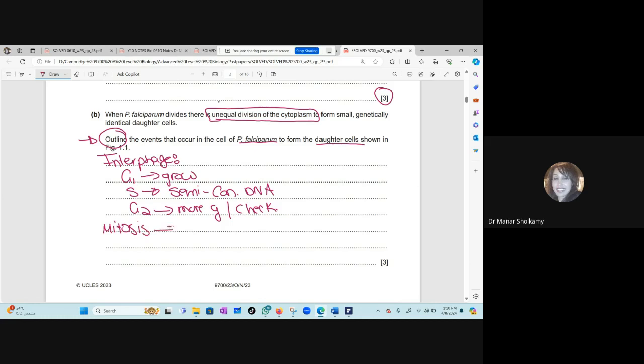What are the steps of mitosis? Prophase, metaphase, anaphase, and telophase. Yes. And you can write just a sentence about every step, because they clearly said outline. And then what will you discuss in detail? Cytokinesis. Yes, because they mentioned it. And how will you describe it?